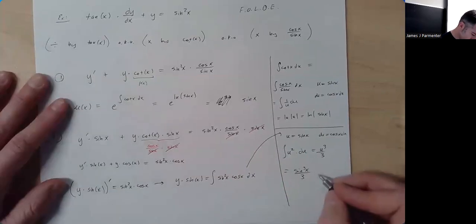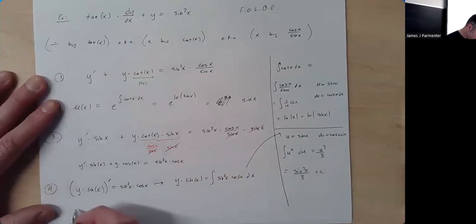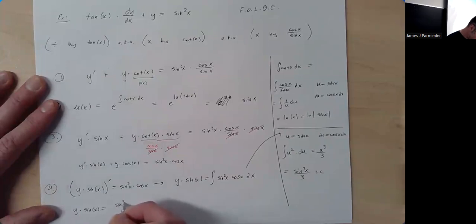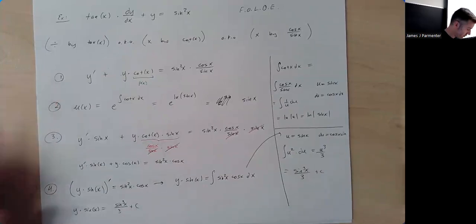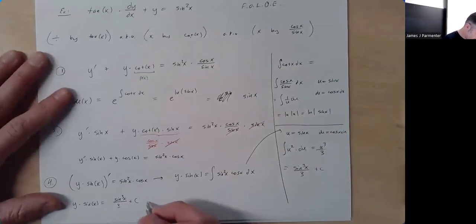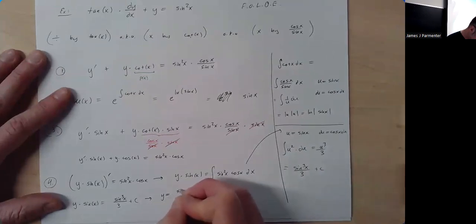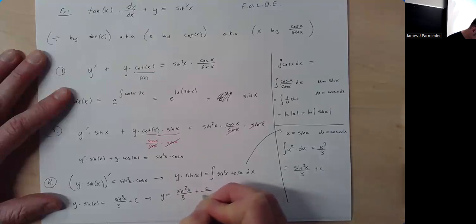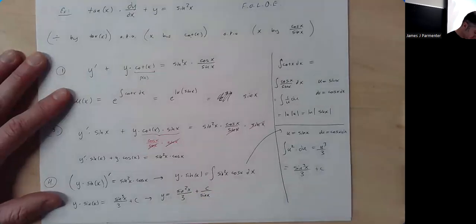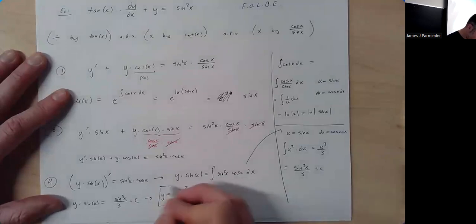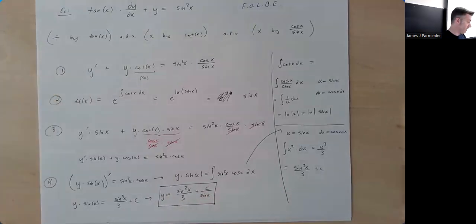plus c. So we end up getting y times sine of x equal to sine cubed x over 3 plus c. If we divide everything by sine, we end up getting y equal to sine squared x over 3 plus c divided by sine of x. Or you might write that as c times cosecant of x.